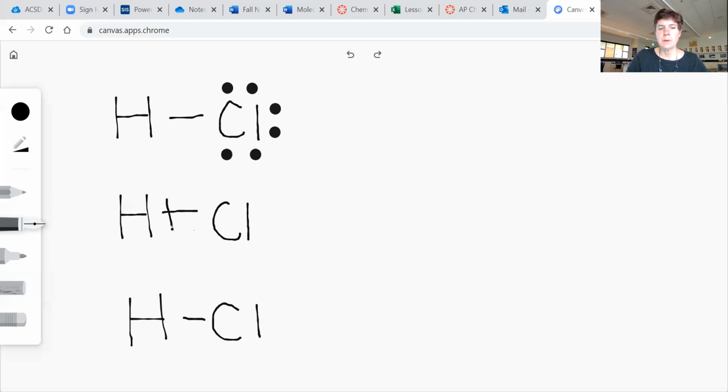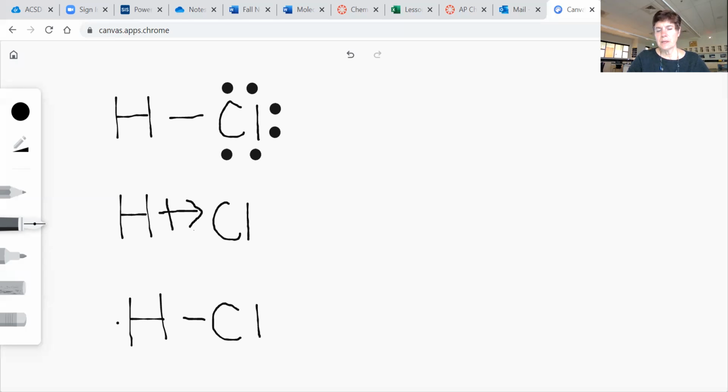So here's one way we can indicate that. We use a plus and arrow on the bond. The plus here indicates that the hydrogen end of the molecule has a slight positive charge, and the arrow points toward the end of the bond that has a slight negative. So that's one way to show it, with this plus arrow.